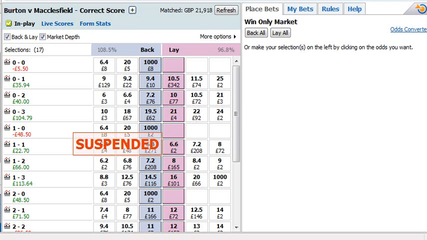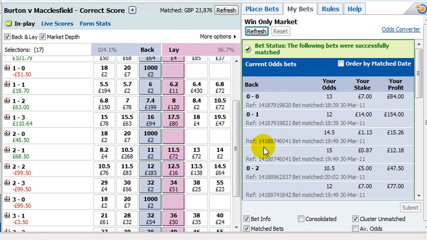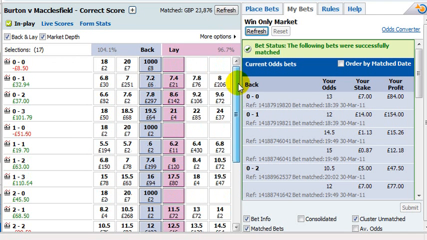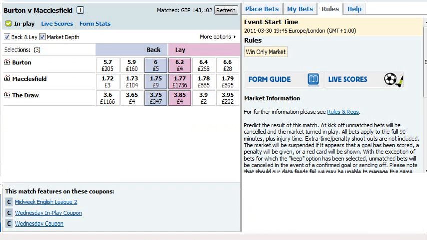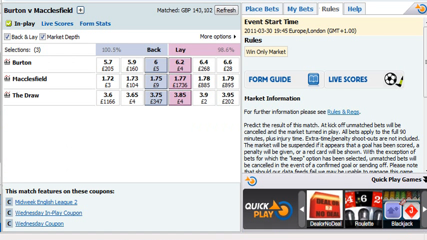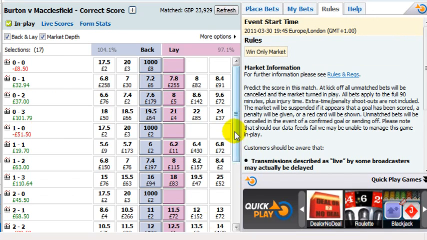Okay, suspended. Actually, there was nothing happening there. So we're still on 0-1. Something either happened on the pitch or perhaps even one of the Betfair staff just nipped out for a quick cup of tea or something. So it's still 0-1.